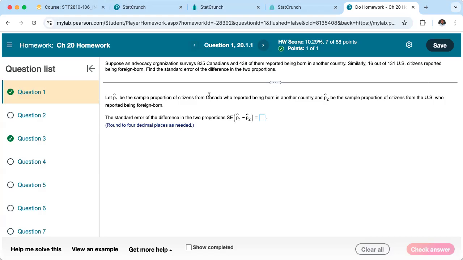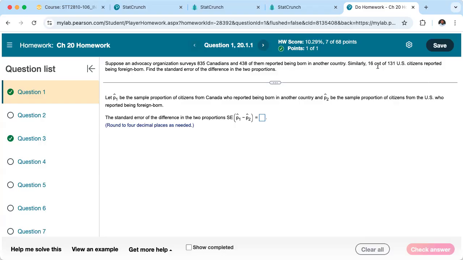So p2 is the proportion for the US. And so we can see from here, n2 is 131, and then x2 is 16. Can you all see that? Good. So once you have this information, we can now compute the standard error of the difference in the two proportions. You can do this manually. You can compute p hat 1 to be x1 divided by n1, p hat 2 to be x2 divided by n2, and then implement the formula we talked about in the slides. Or you could use StatCrunch.